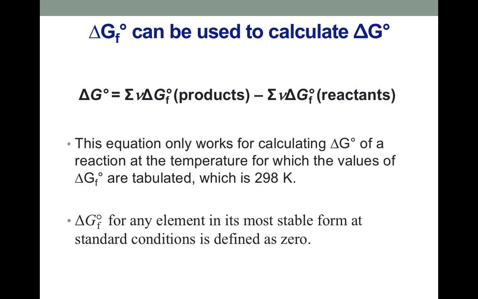Delta G for any element in its most stable form at standard conditions is defined as 0, just like delta H. That is not true for entropy, but it is true for enthalpy and free energy. So you can look those up in a table.